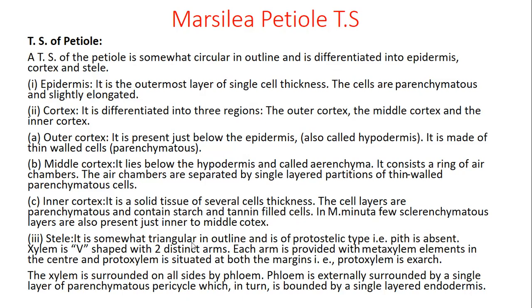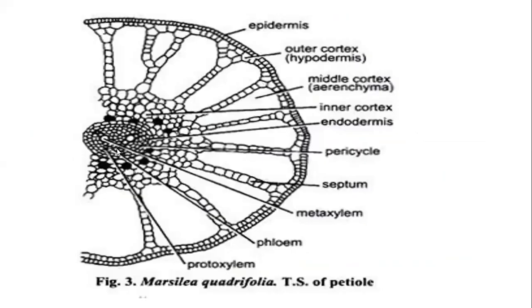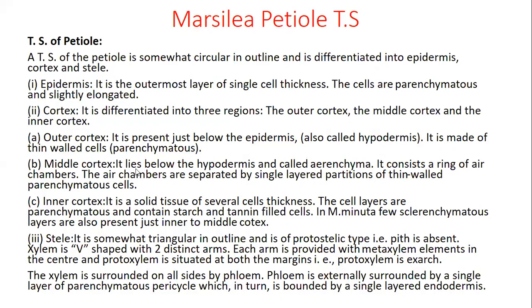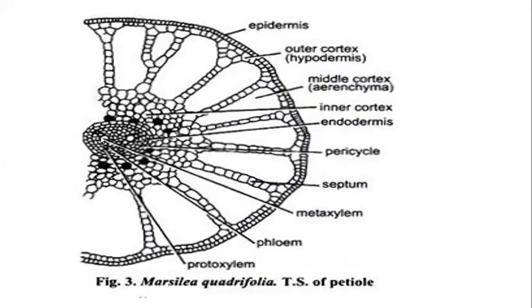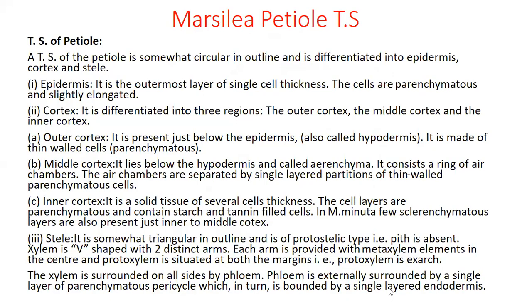Now next, when we go for the internal part, that is the third region, the stela region. The stela region is triangular in shape, which is of protostelic type. Pith region is absent, and you can see here the xylem is in the form of V-shaped xylem, and the projecting ends of this V consist of the protoxylem. Metaxylem will be in the center. These are the projecting ends, which consist of the protoxylem, and it is represented as the protostelic condition. And the xylem here is surrounded on all sides by the phloem, which helps in conducting the food material.